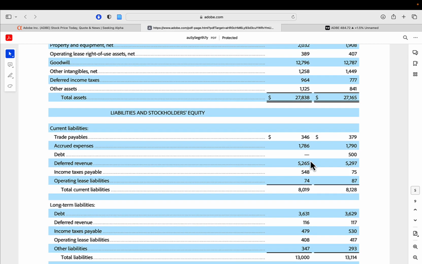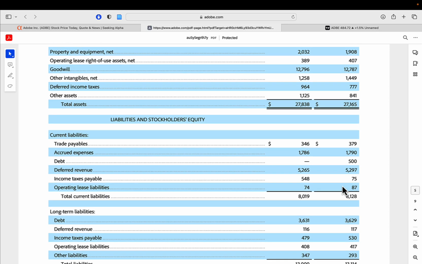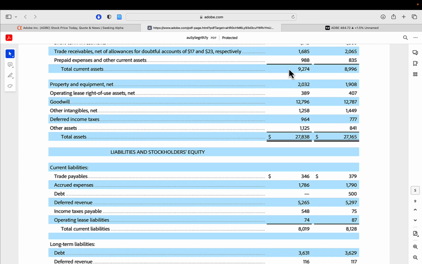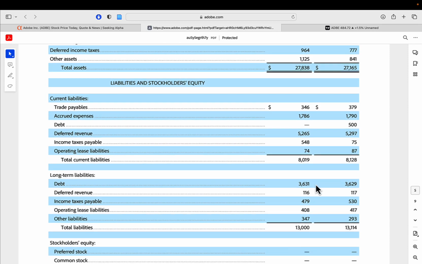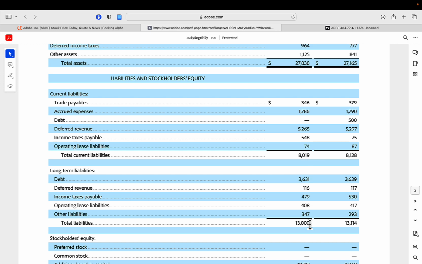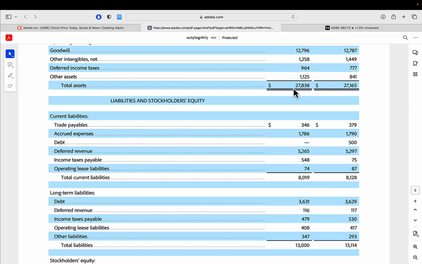Coming down to the liabilities, we can see that Adobe doesn't have a portion of current debt. Current liabilities sit at $8 billion, down slightly from 6 months ago. If we were to look at its current ratio, we can see it's over 1 because total current assets at $9.2 billion are more than their current liabilities at 8, so the current ratio is well over 1, which is nice to see. In terms of their long-term liabilities, they do have some debt on the balance sheet, $3.6 billion, and total liabilities sit at $13 billion. So total assets are well in advance of total liabilities, which is good to see.